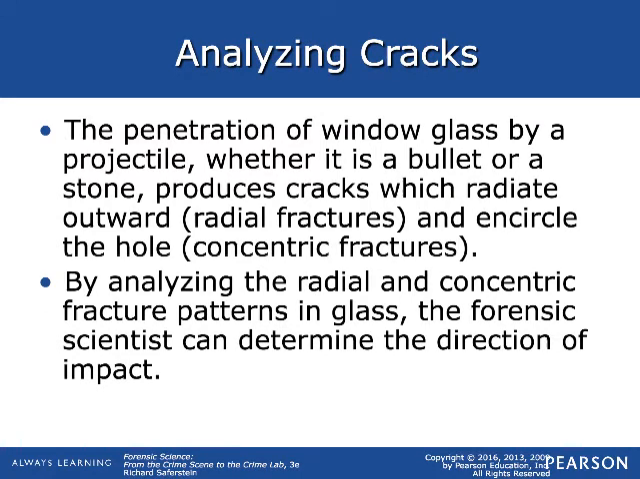Okay, now analyzing cracks in glass. The penetration of window glass by a projectile, it could be a bullet, it could be a stone. Whenever something goes through the window glass, it's going to make cracks that radiate outwards, and they call those radial fractures. They're going to go around the hole, and that's called a concentric fracture. So radial, like the rays of the sun, and encircling the hole, they're going to go around in circles, maybe like a bullseye.